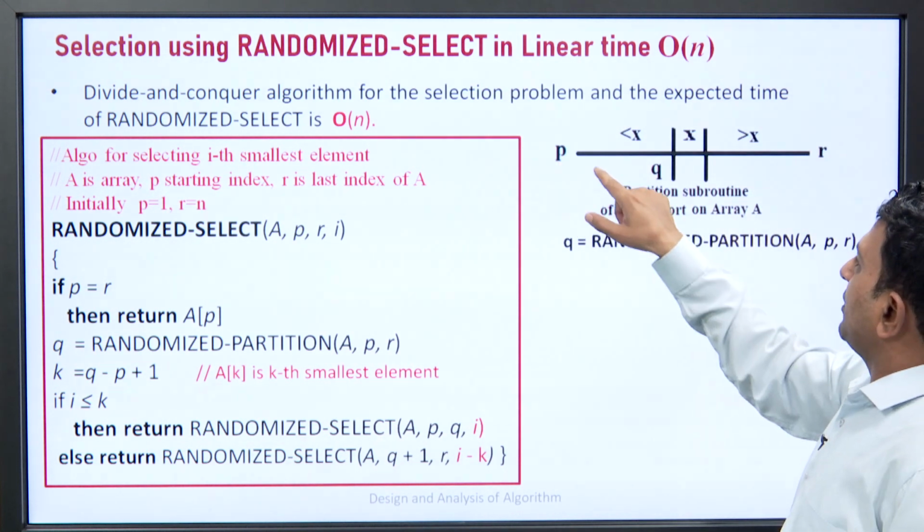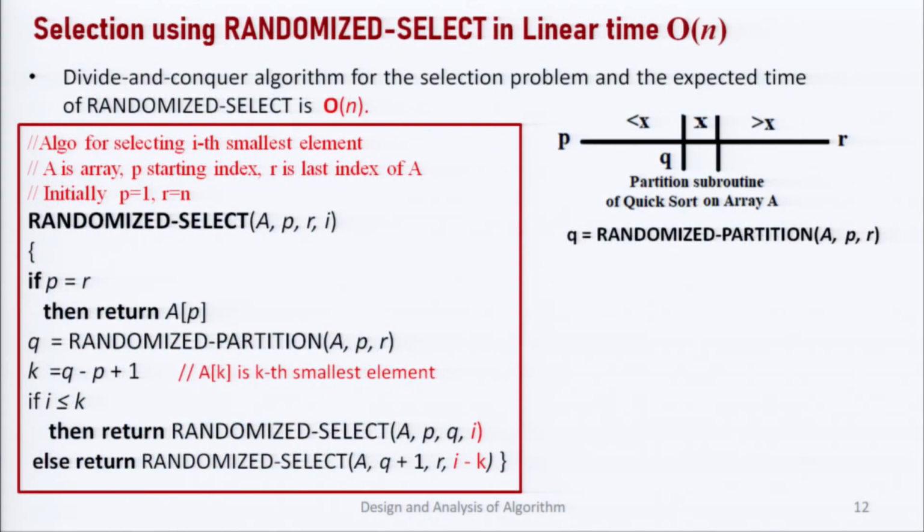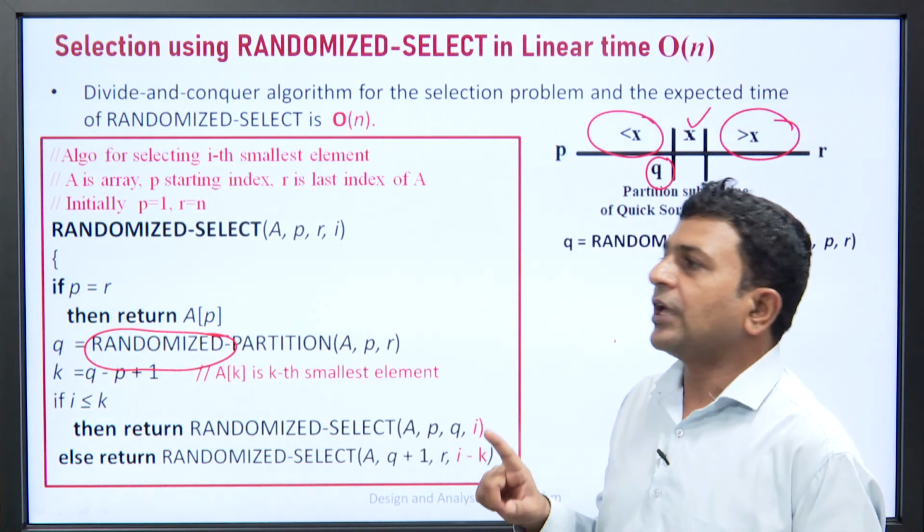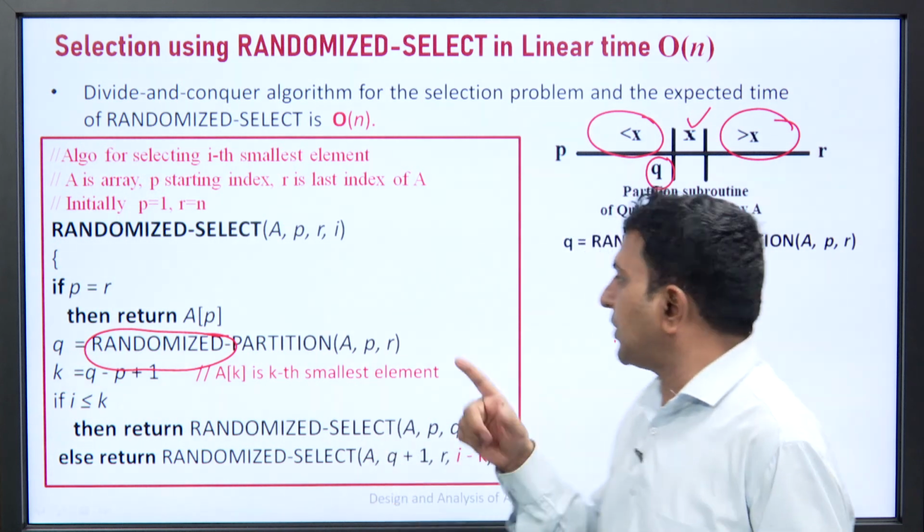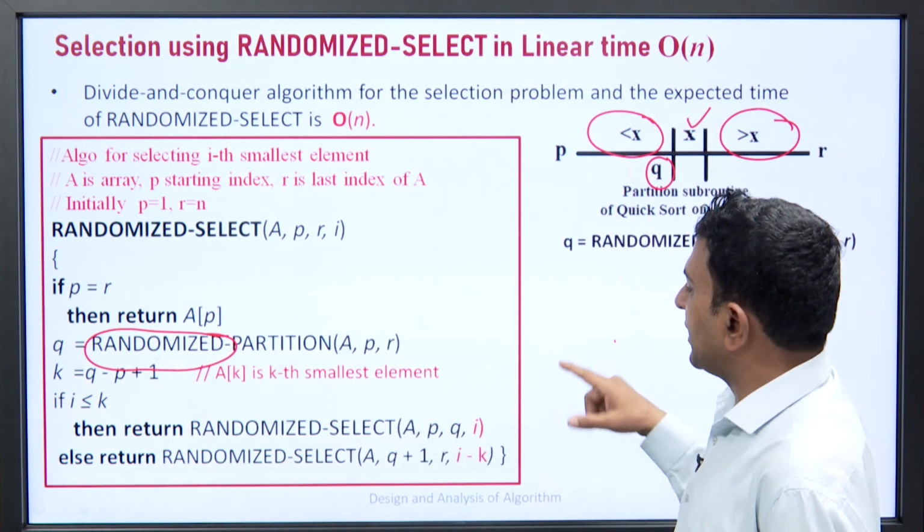We take a pivot element, and we have an array A with a starting index p and ending index r. We split this array into two sub arrays in such a way that all the elements of the first sub array are less than the pivot element, and all the elements of the right sub array are greater than the pivot element. Basically, q is the dividing point which divides this array into two sub arrays. Why are we talking about the randomized partition? Because with randomized partition the expected complexity comes to big O of n, that is, linear, which is why we use it here.